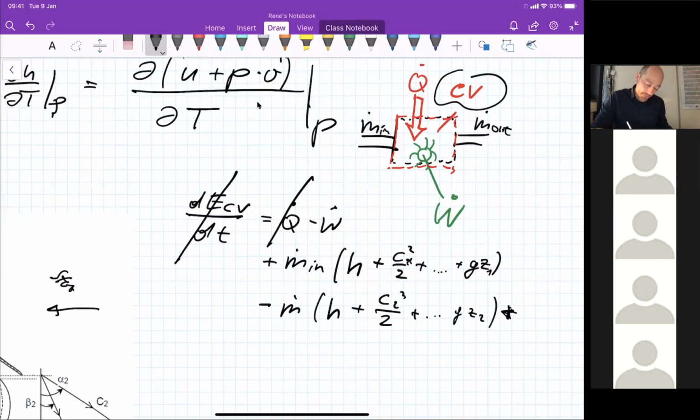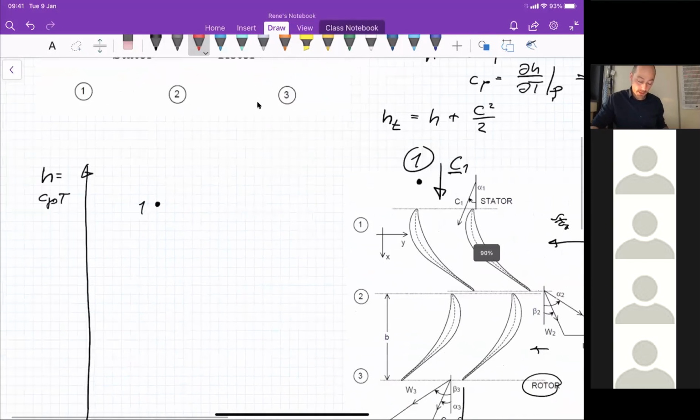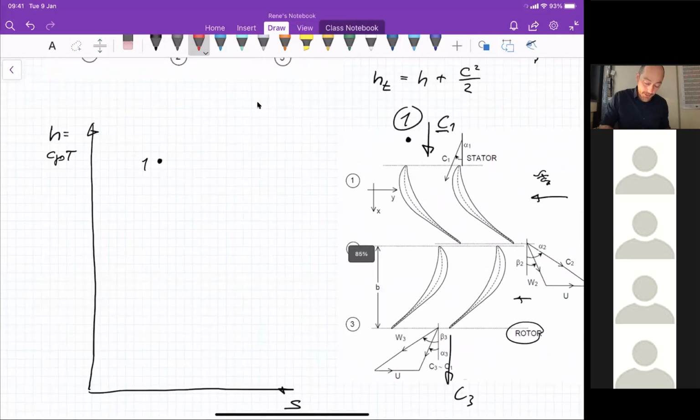In the turbine, we will have a certain W, so this is not going to disappear. But then, of course, we have a mass flow in with a certain enthalpy and kinetic energy, and that's why we introduce the total enthalpy. This is the total enthalpy. Okay, this was a small excursion, but I need this in order to explain where to find the total enthalpy in the system.